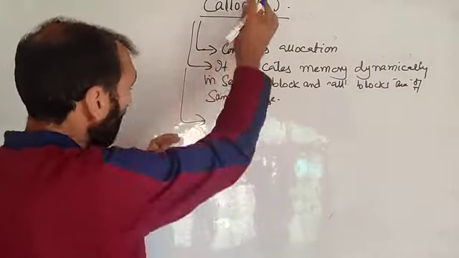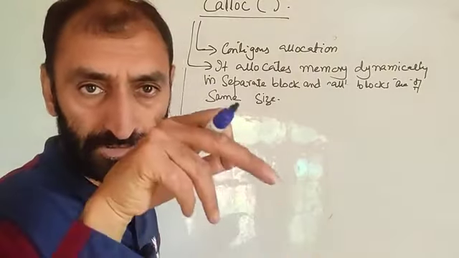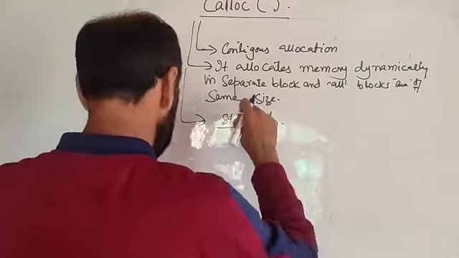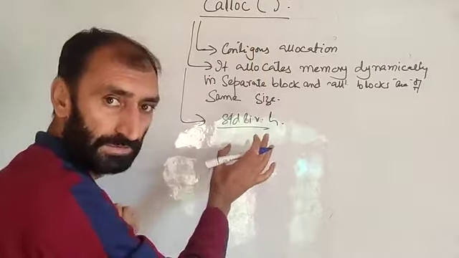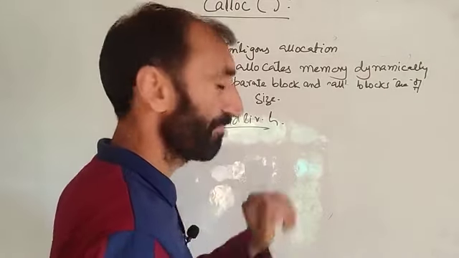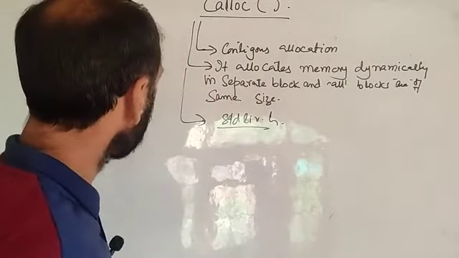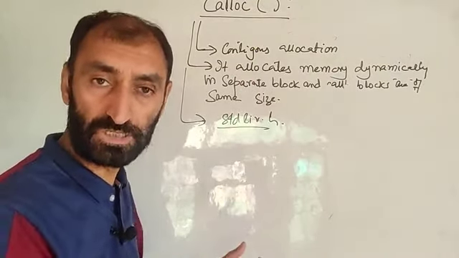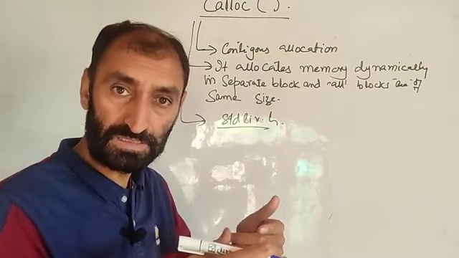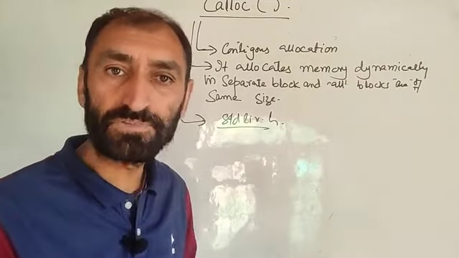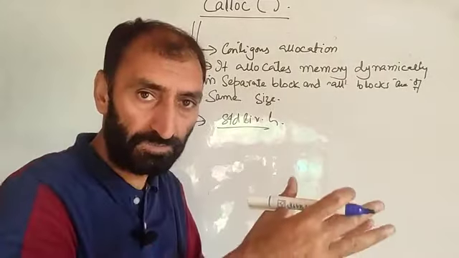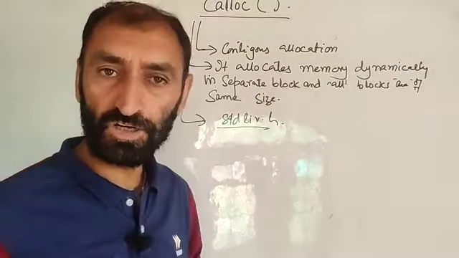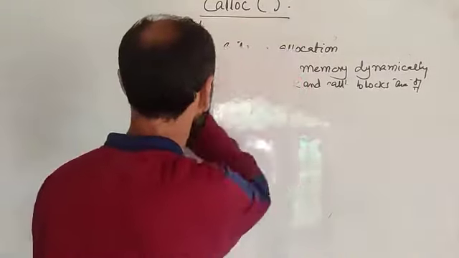Third, both the calloc and malloc functions are defined in the header file stdlib.h. That means these two functions, calloc as well as malloc, are defined in the header file stdlib.h. So now we can see the syntax of the calloc function. The full form of calloc is contiguous memory allocation. The calloc function allocates the memory in separate blocks, and each block is of the same size. That means every block is of the same size. Third, the calloc function is defined in the header file stdlib.h. Now we will write the syntax of this calloc function.